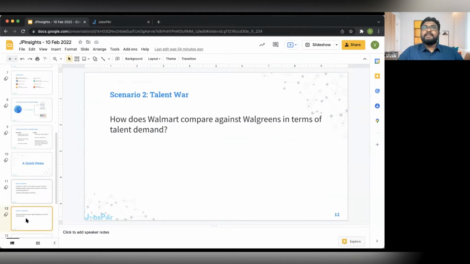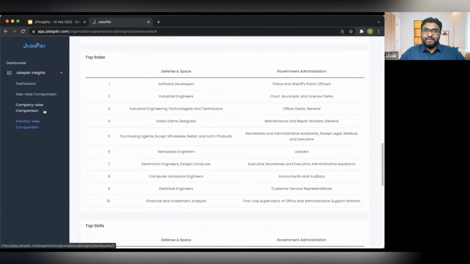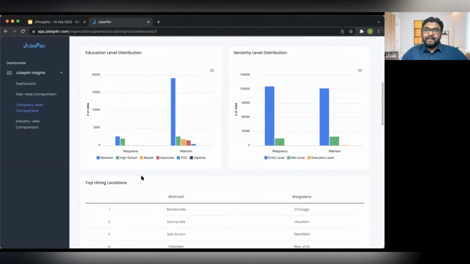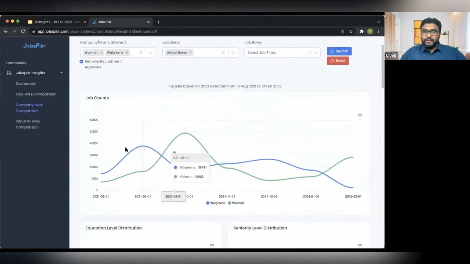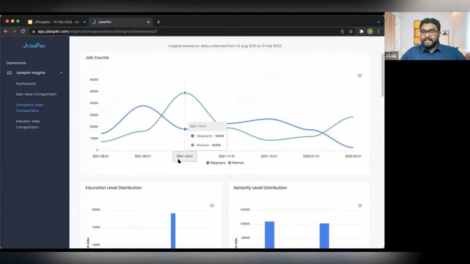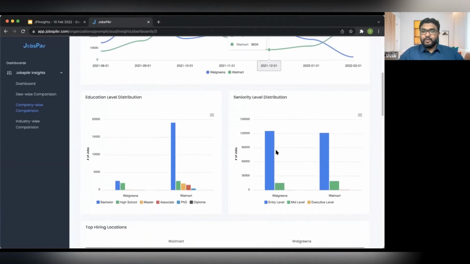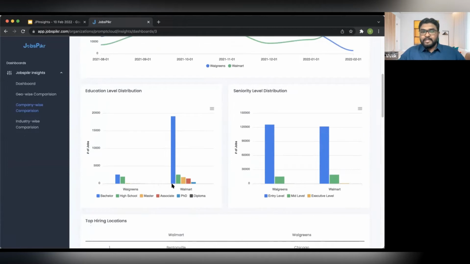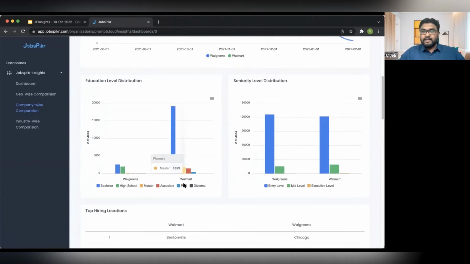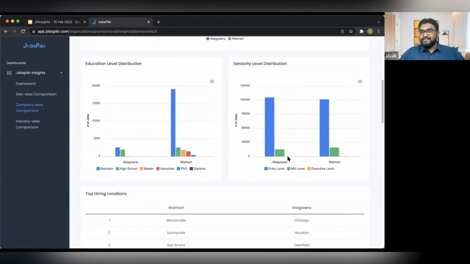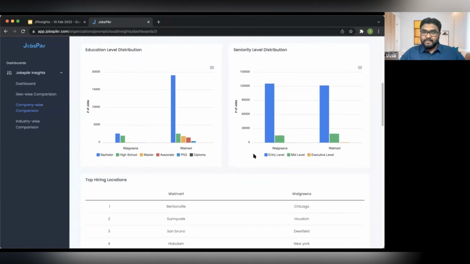The other is just in terms of understanding the talent war itself. So again, a very random example of how Walmart and Walgreens compare. It's probably not a comparison, but both of them ideally fall under the same retail segment. Within the US, Walmart definitely has more talent requirements. In terms of education level, how different they are, and both companies are hiring for only entry and mid-level. Executive hires are not really happening.